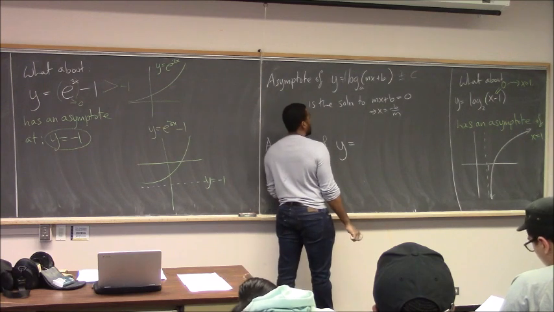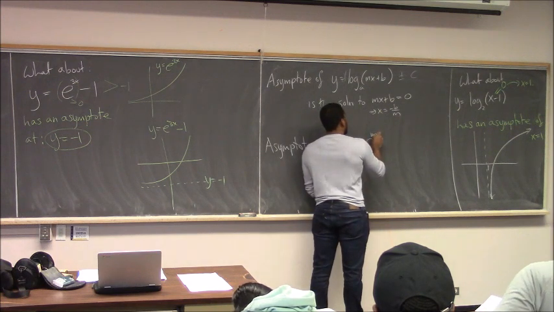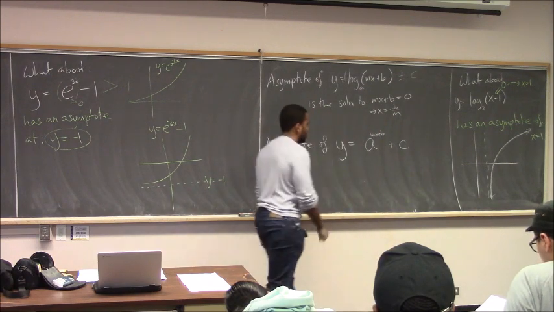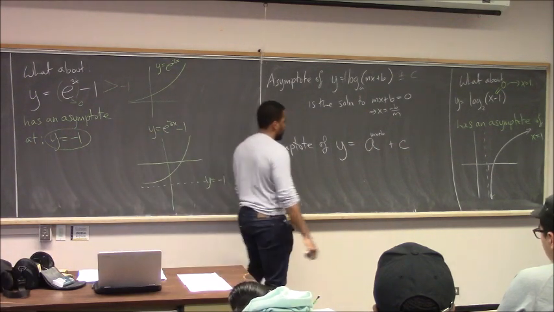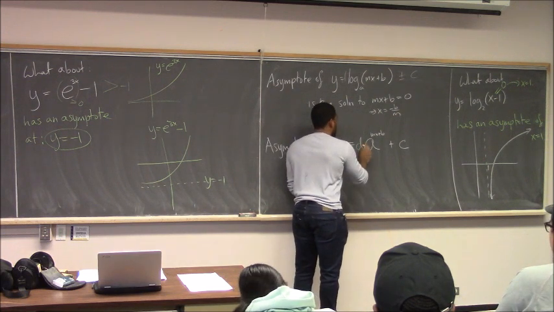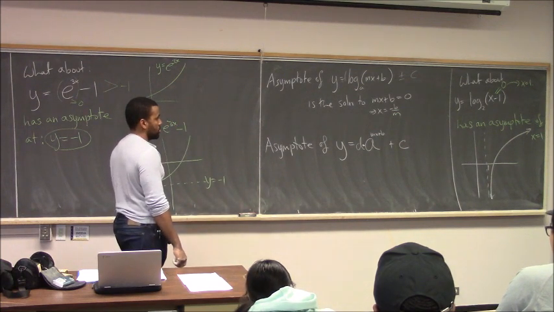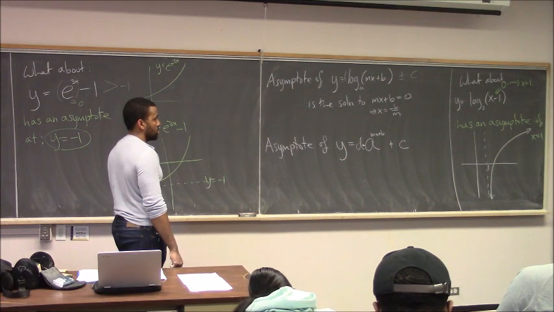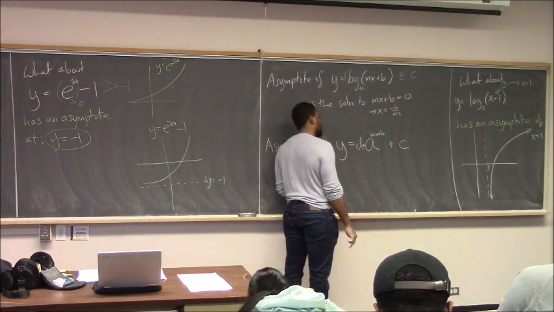If you want to look at something like an exponential raised to mx plus b, say plus c, the solution for the power is x equals negative b over m. Well, we can think of this in the following way.